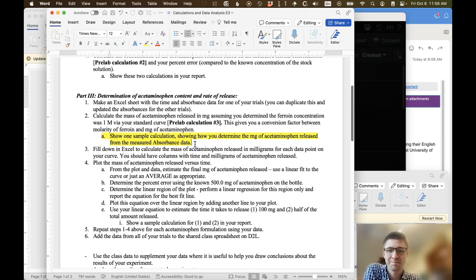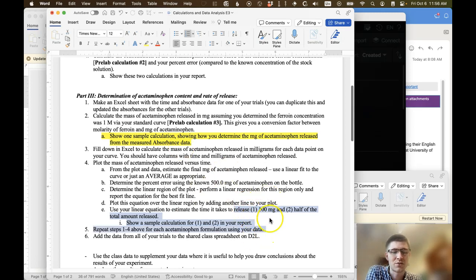And then, right, you've got all of your plots here. You get all the information off of each of these curves about how much acetaminophen was released at the very end of the curve, what's going on at the end, what's going on at the beginning. The linear region is that initial region of the curve. That is what's going to let us estimate the time it takes to release 100 milligrams and half of the total. So you'll show those calculations.